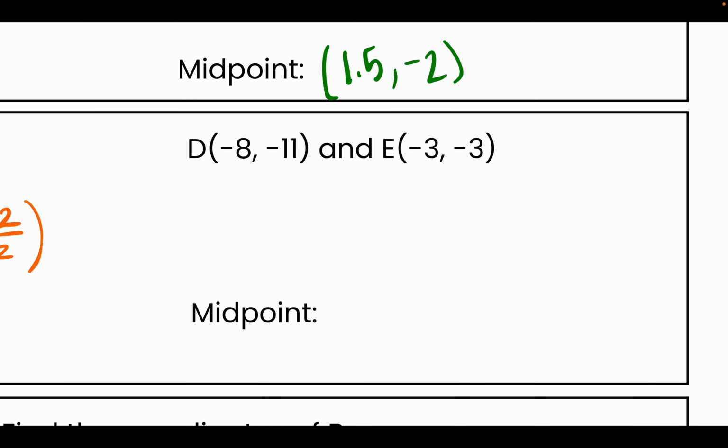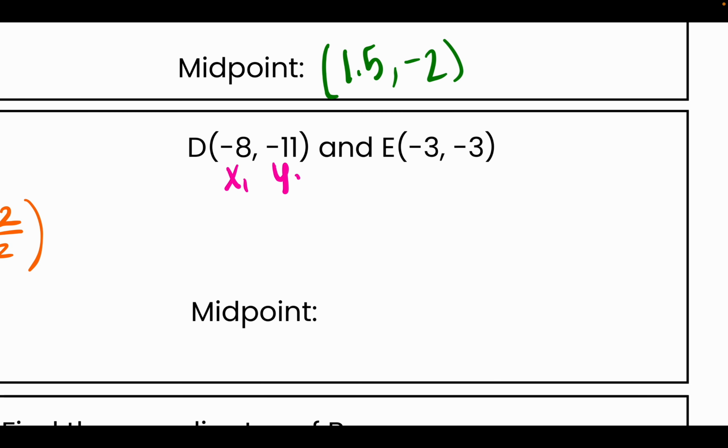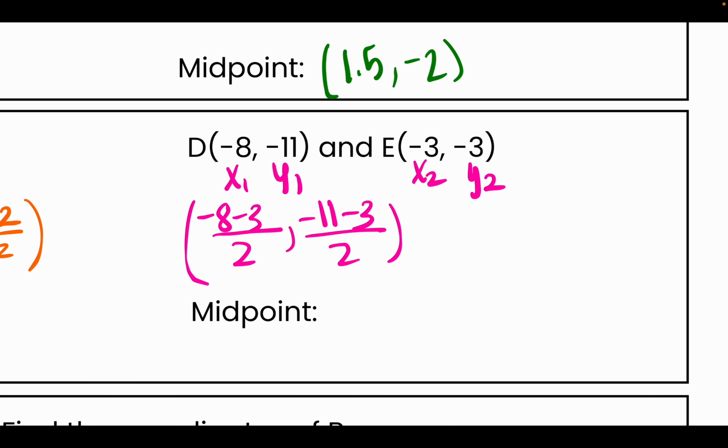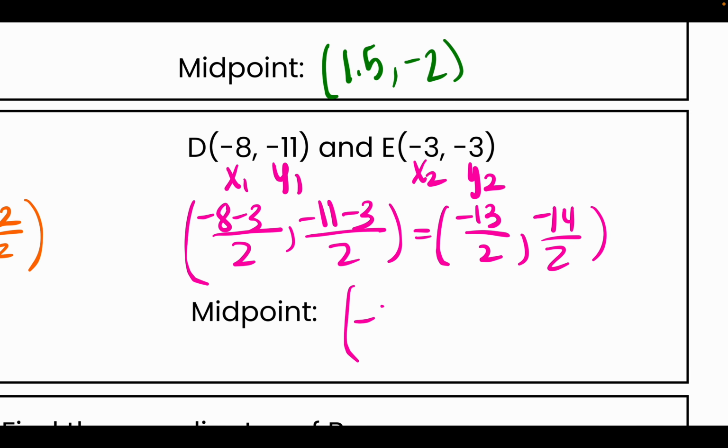Okay, try it again. x1 and y1, x2, y2. So for our x's, we have -8 minus 3 over 2. For our y's, we have -11 minus 3 over 2. -8 minus 3 is -13 over 2. -11 minus 3 is -14 over 2. Divide that out. Our midpoint is at -6.5, -7.